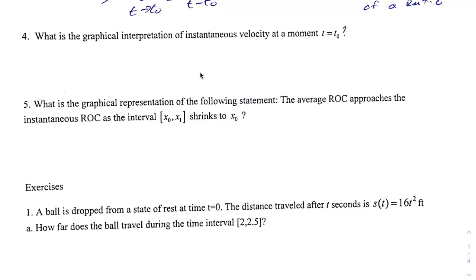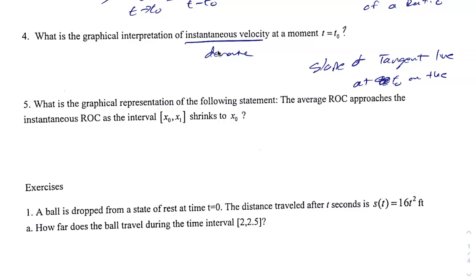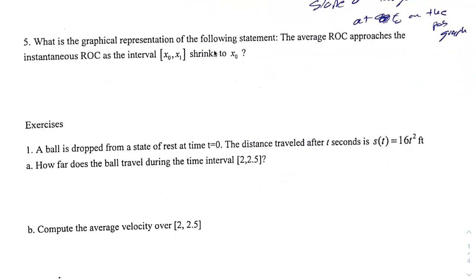Next one, what's the graphical interpretation of instantaneous velocity at the moment t equals t0? Talked about, right? Instantaneous velocity is a derivative. And what's the derivative? It's the slope of a tangent line at t0 on the position graph. So the slope of the tangent line on the position graph. Right, average means slope, so you're doing a secant line. Instantaneous means derivative, so you're doing a tangent line.